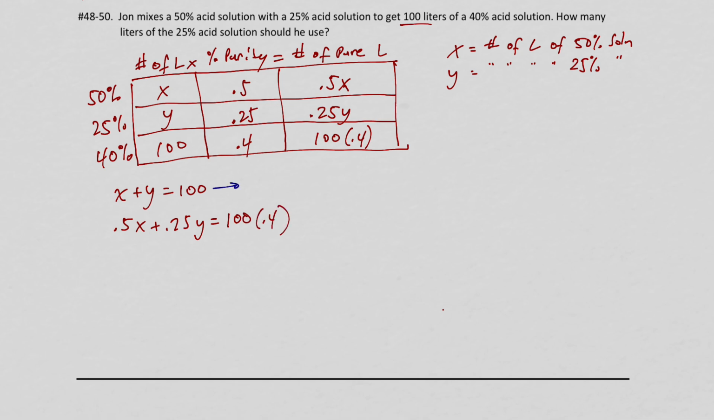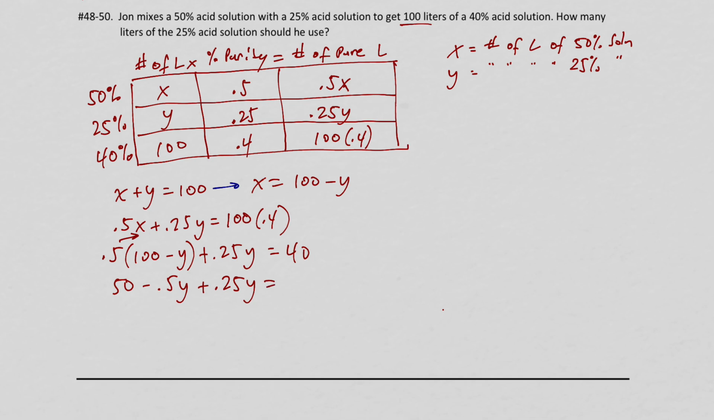Well, if we solve for either variable, like if we solve for x, we get x is equal to 100 minus y. And now we can use substitution to plug that in right there. So we're going to have 0.5 times 100 minus y plus 0.25y is equal to 100 times 0.4, which is 40. We'll distribute this and we'll get 50 minus 0.5y plus 0.25y is equal to 40.